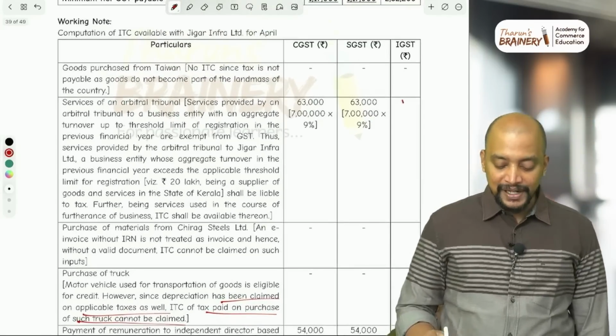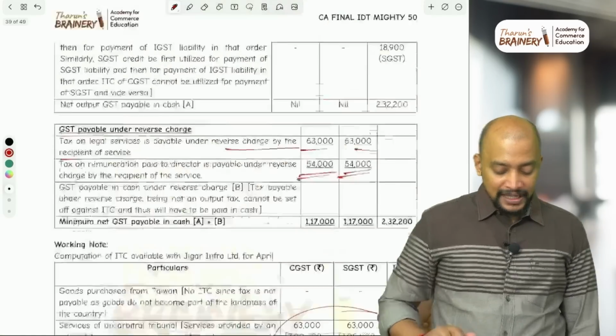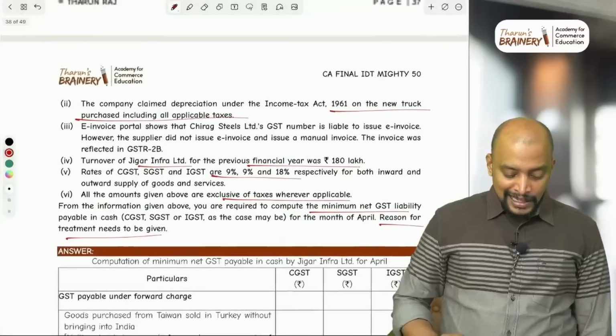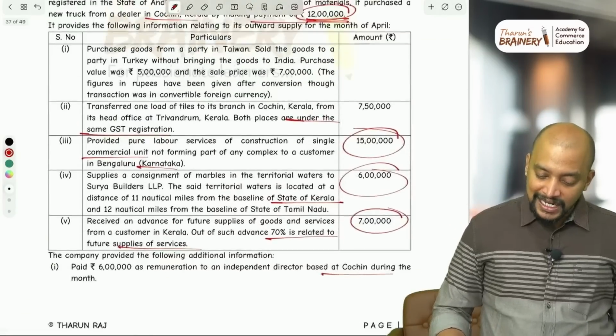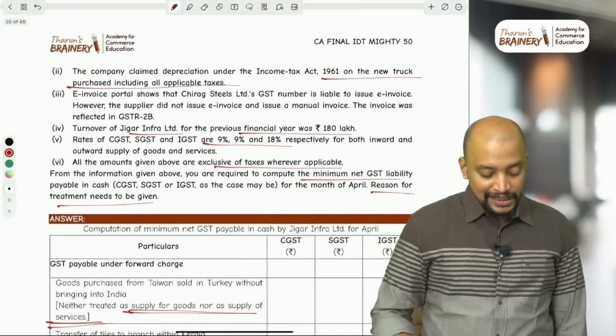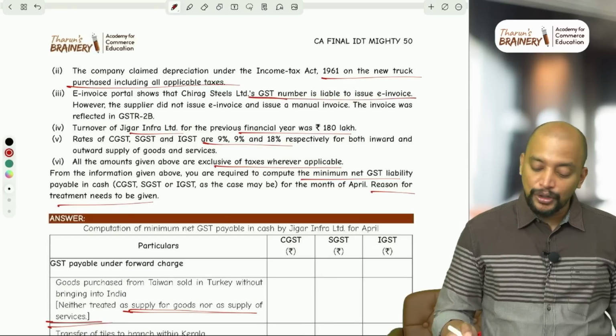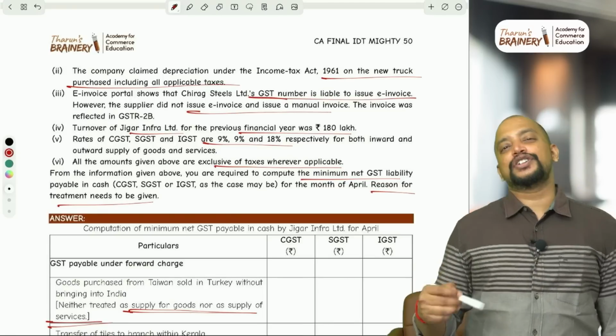Arbitrator service also we can take ITC, and this remuneration also. Then next one, e-invoice portal. So from Chirag Steels we purchased some material, construction material. So for that they have given e-invoice portal, shows that Chirag Steels Limited GST number is liable to issue invoice. However, they have not issued e-invoice.